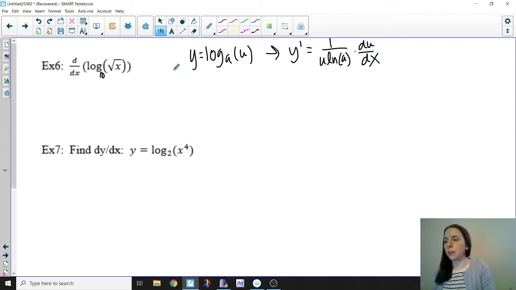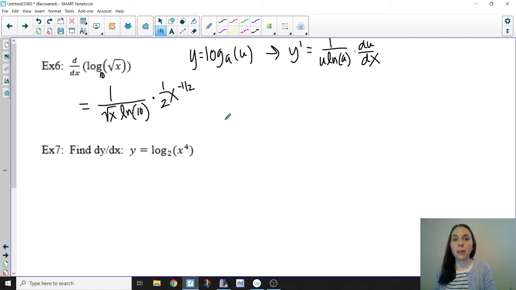Okay, so let's try to follow that with this example. This is the u, what is inside of the log, which is the square root of x. So we're going to start with 1 over the square root of x. Don't forget the ln of your base here, which in this case would be the ln of 10. We'll then multiply by the derivative of the square root of x, which is 1/2 x to the negative 1/2, just using power rule, right? Because the square root is a 1/2 power. You could leave your answer like that, honestly, and it'd be fine.